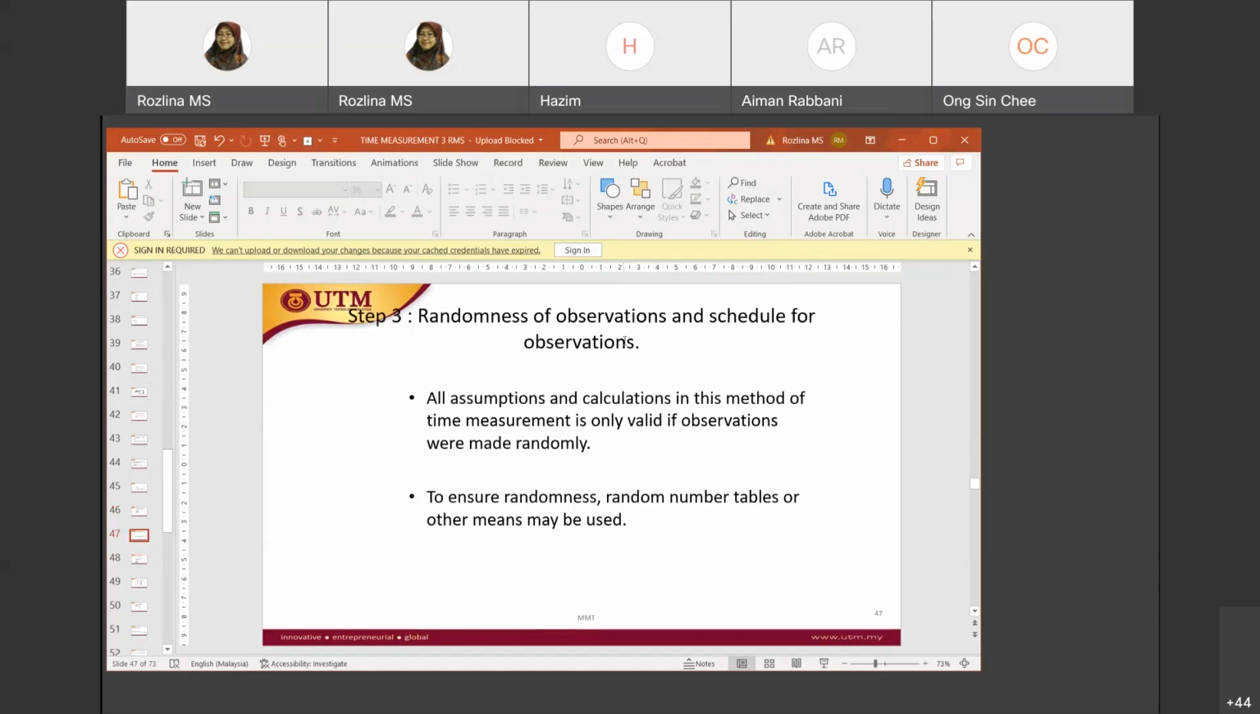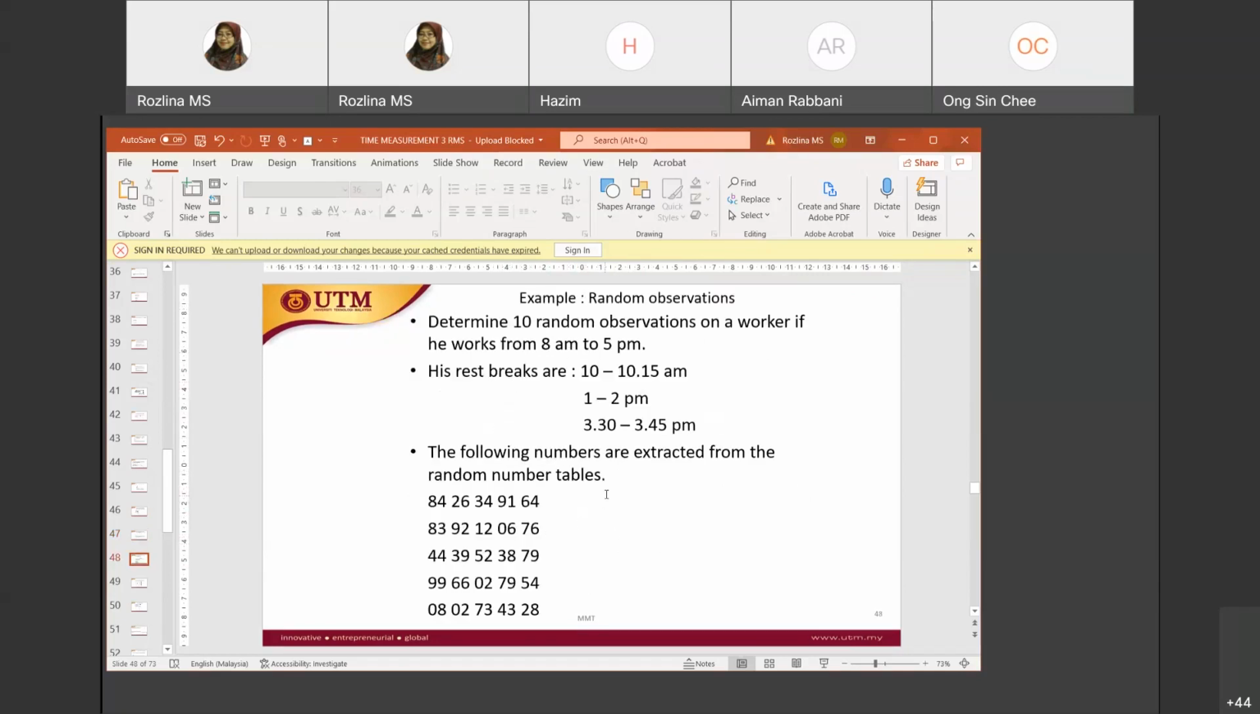Okay, randomness of observation and schedule for observation. All assumptions and calculations in this method of time measurement are only valid if observations were made randomly. Randomly means you have a table; they have actually provided you a table. You can Google the random table. Maybe it is a 5 random table or 2 random table. You have to mention that you use the random table. Which one, I will show you later. To ensure the randomness, random number tables or other means may be used. Okay, this is the example.